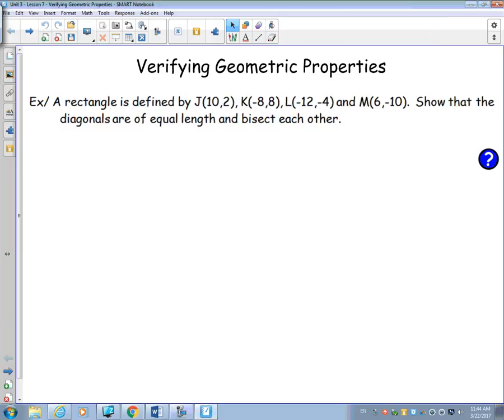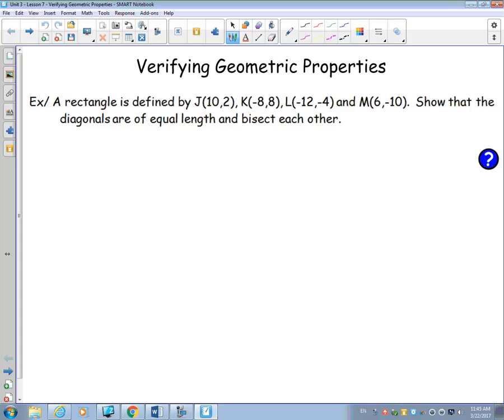In this lesson, I'm going to add a few more terms and look at how we can verify some properties with analytic geometry. This is the last lesson in the unit, and then we'll go into review and do a test after this. So just 2 examples today, really. We have a rectangle. It's defined by these 4 vertices. So we want to show that the diagonals are of equal length and bisect each other.